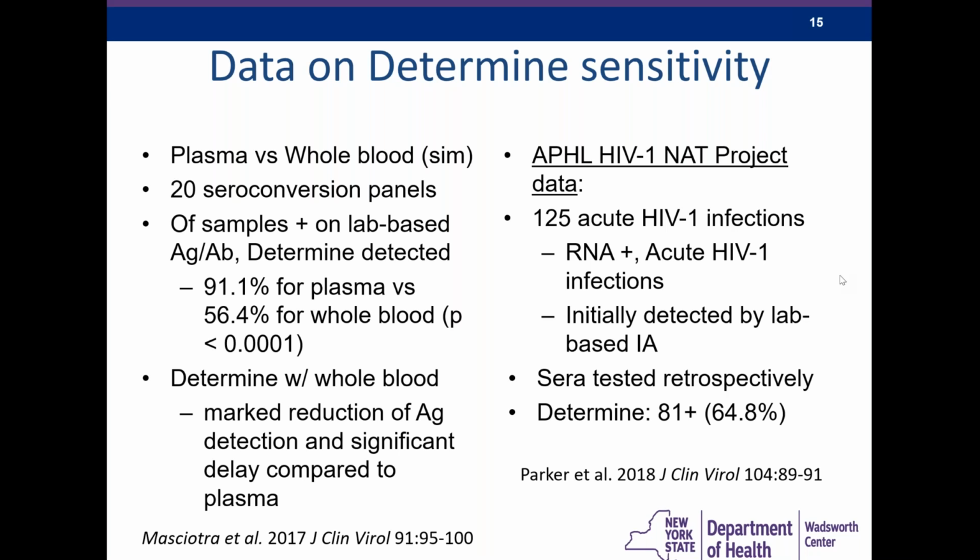And of those, only 65% were reactive on Determine, which would indicate that there would be a significant number of these infections that might have been missed if Determine had been used as the screening test. So it's just something we want to point out, especially because we tend to lump together antigen antibody combo immunoassays all together, but there are differences between the rapid test and the laboratory-based test that can be significant.